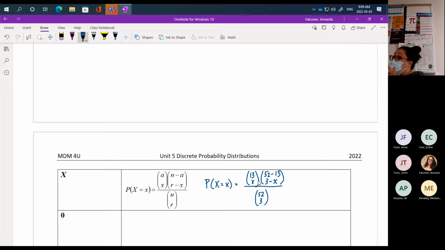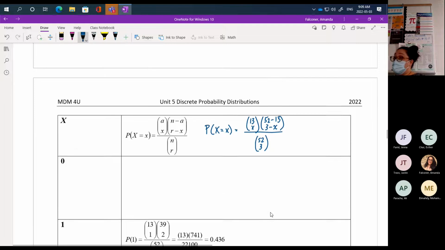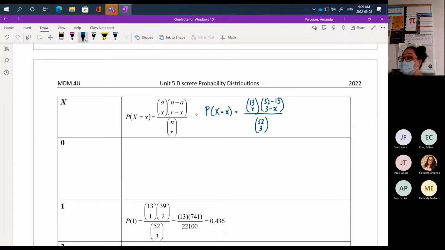That first combination in the numerator is representing the spades. And the second combination after we do the subtraction is going to represent all the other cards, all the other types of suits. So if we want the likelihood of getting no spades when these 3 cards are dealt, we have to replace little x with 0. And we get 13 choose 0, 52 minus 13, and then 3 minus 0 here. And then 52 choose 3 underneath.